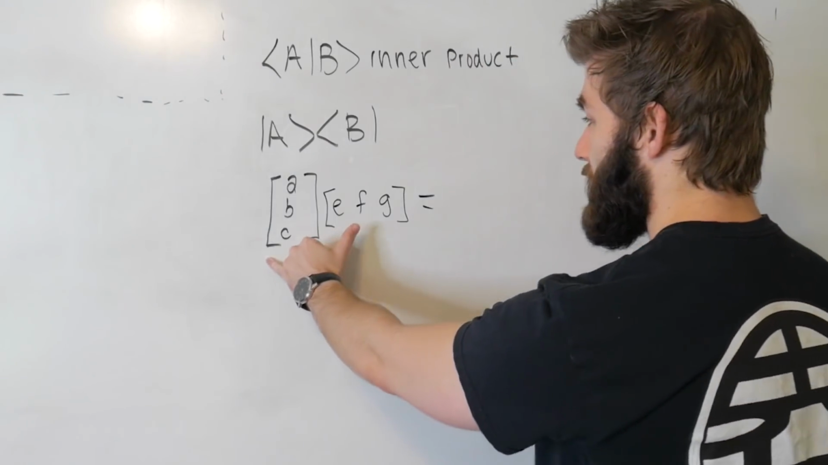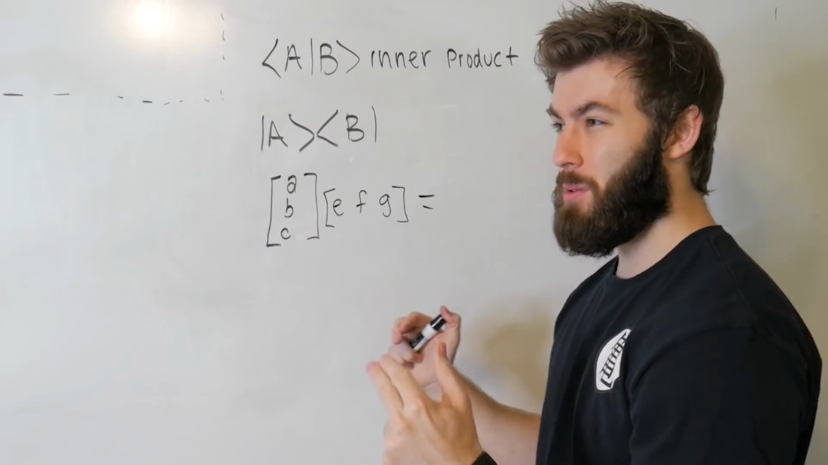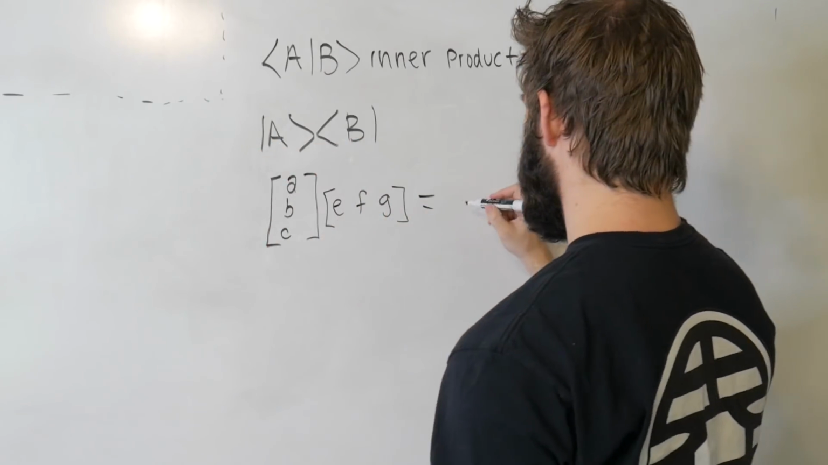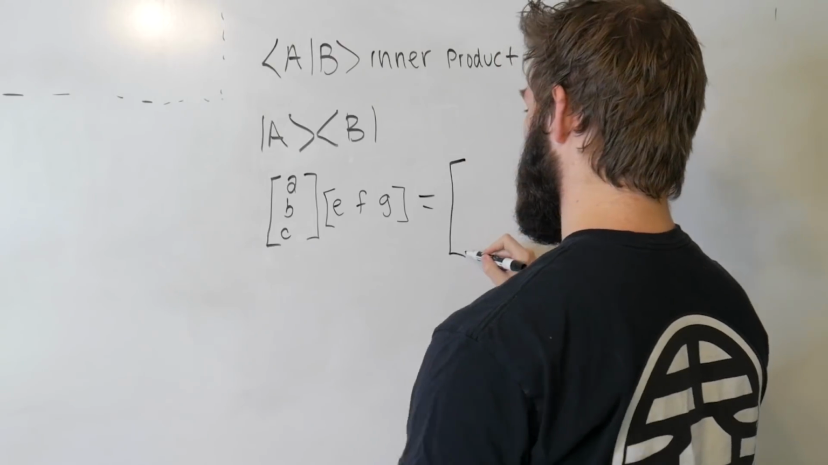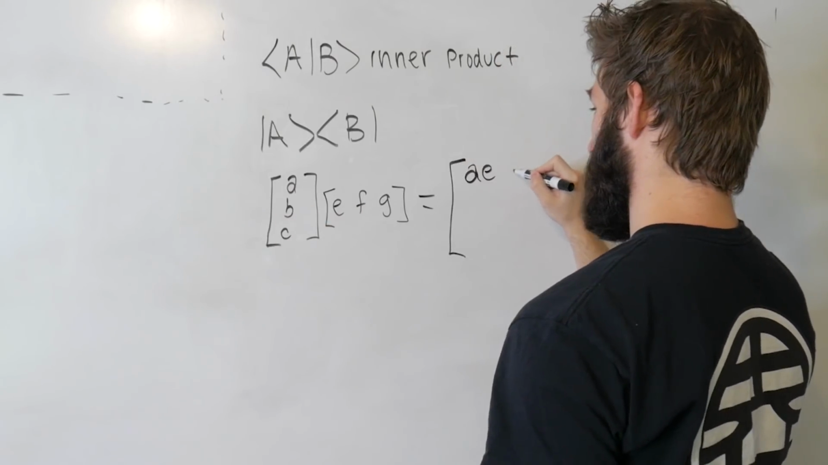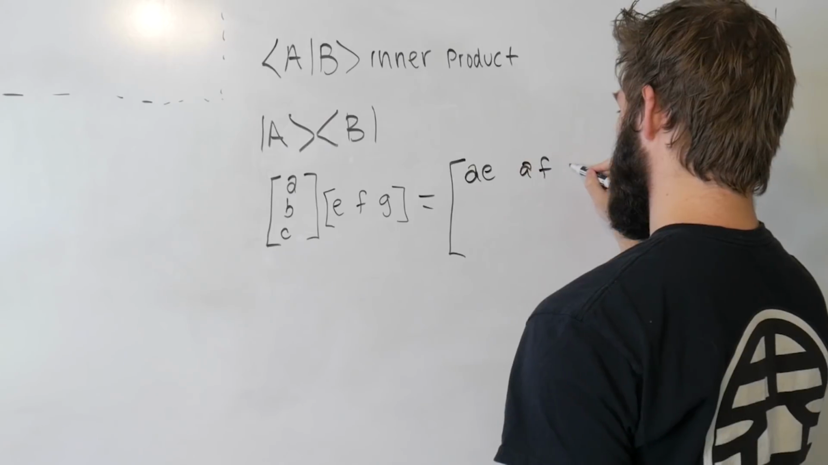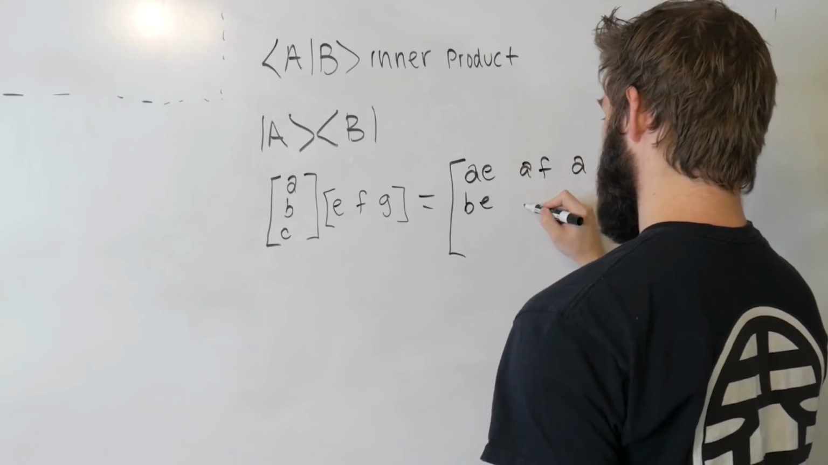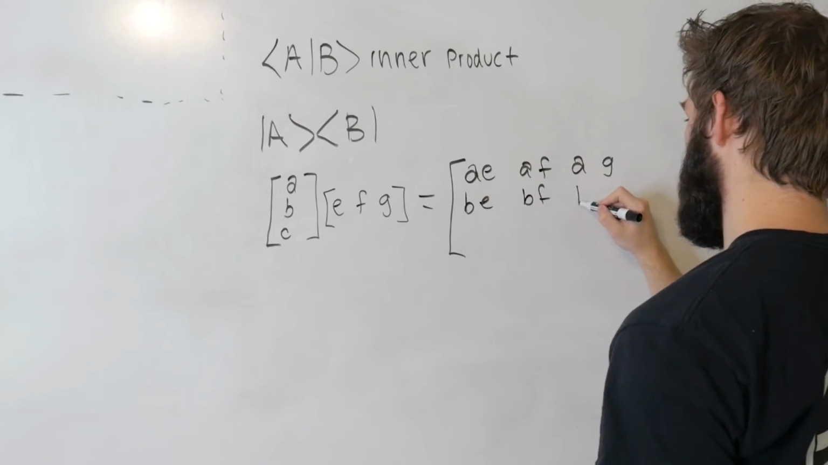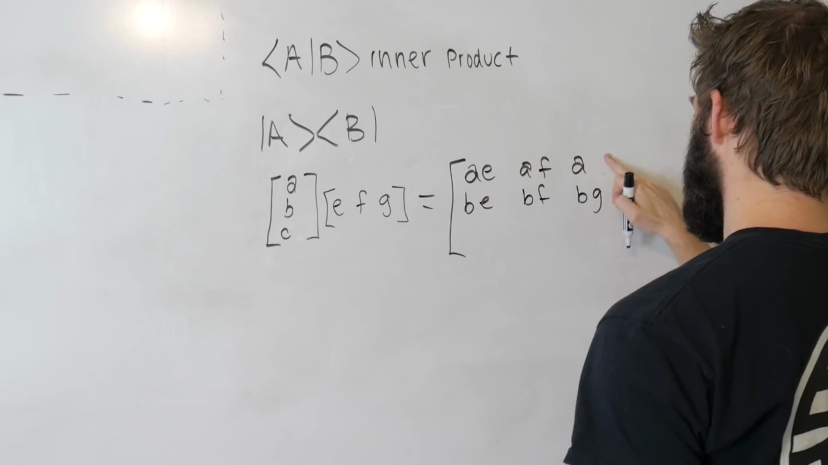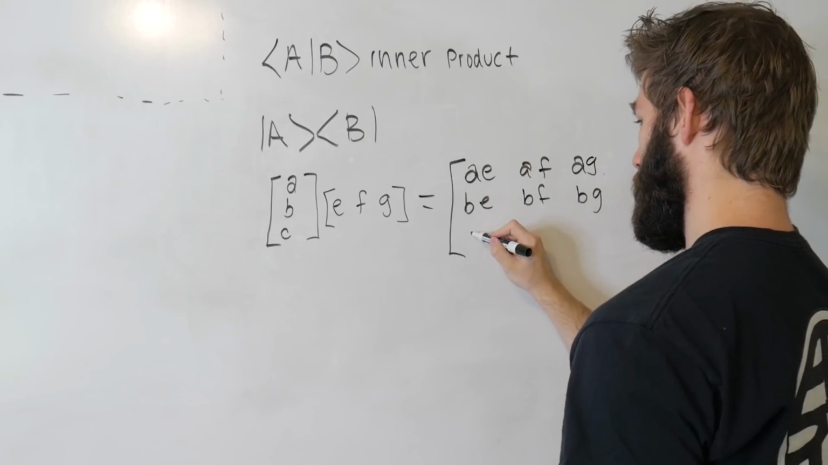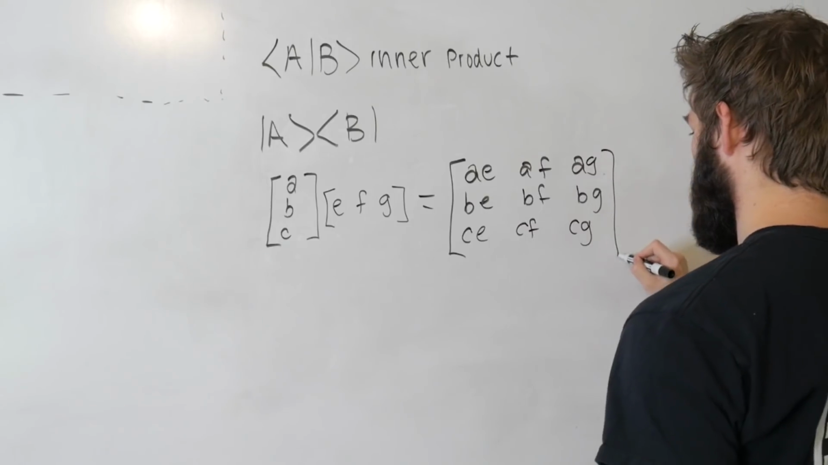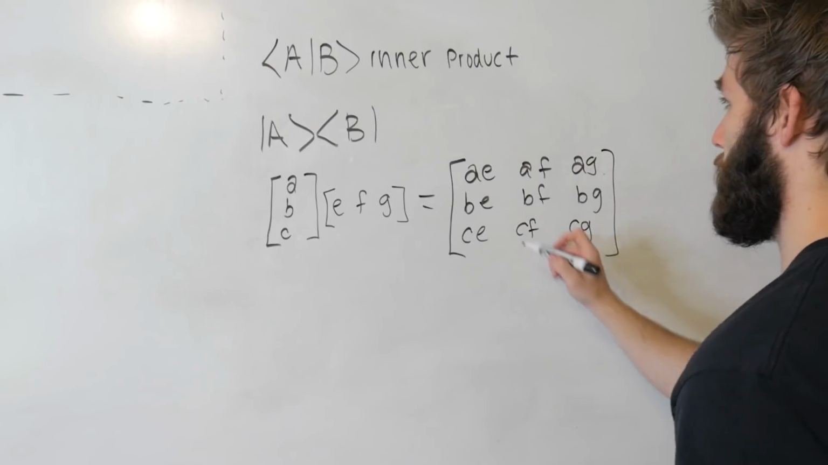And what this is going to give us is actually a square matrix, so it's going to bring up the dimension of the new object. So this is going to be equal to AE, AF, AG, BE, BF, BG, and so on. So that is what we call the outer product.